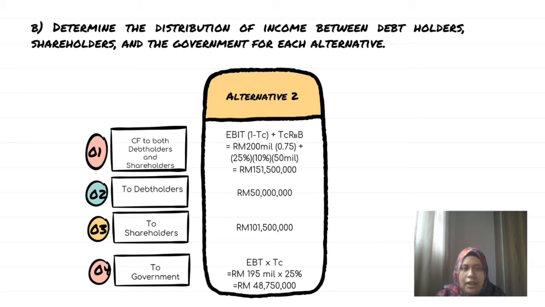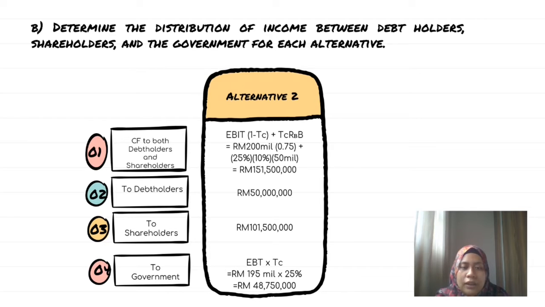So the cash flow for this alternative 2 is 151.5 million. Now we're going to distribute this cash flow to the debt holder and shareholder, and we need to prioritize the debt holder first. The debt holder we will give 50 million, because this is the amount that the company owes, so this is why we give the debt holder 50 million.